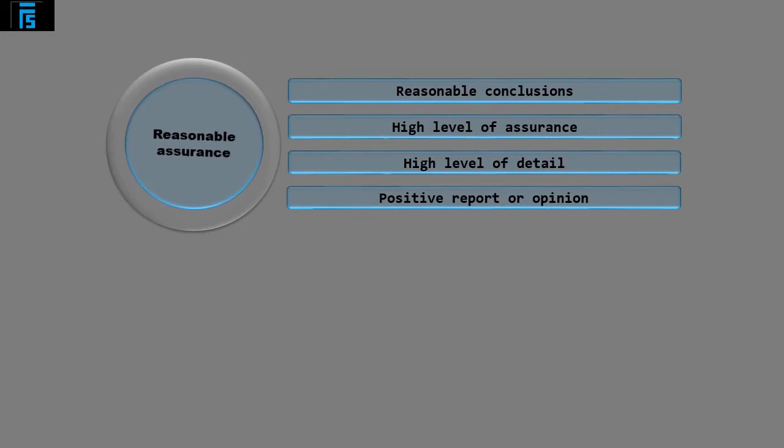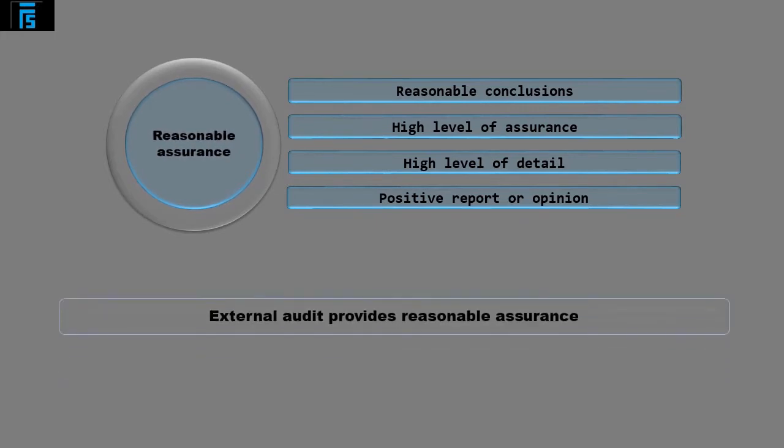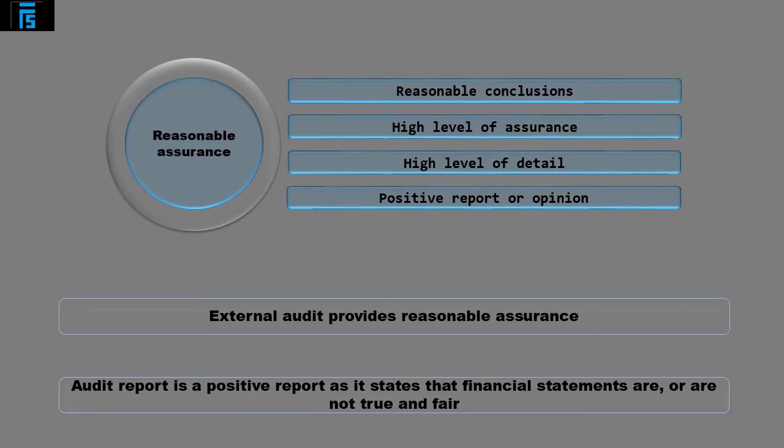Therefore, our external auditor carries out thorough audit procedures to gather enough evidence which ensures an external audit provides reasonable assurance. The audit report is a positive report as it states that the financial statements are or are not true and fair.